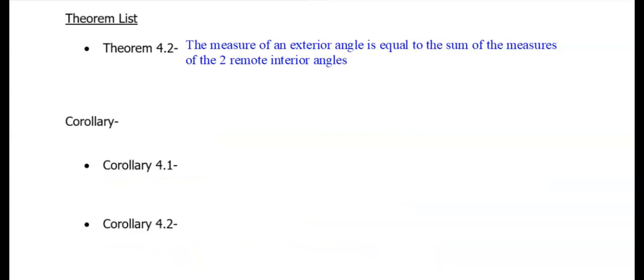Our second theorem, theorem 4.2, is going to say the measure of an exterior angle is equal to the sum of the measures of the two remote interior angles. So go ahead and write that out, and then I'll draw a diagram to explain it.